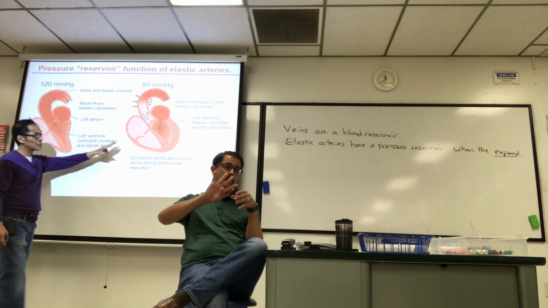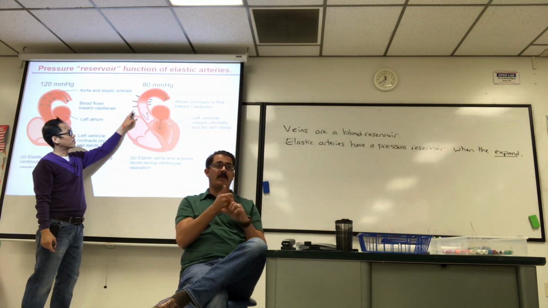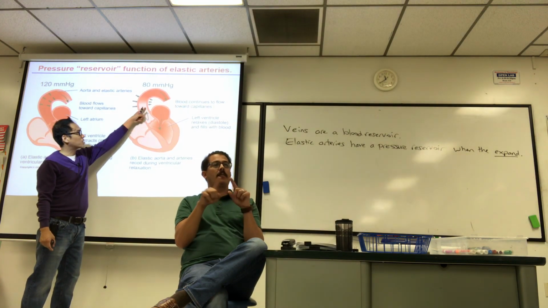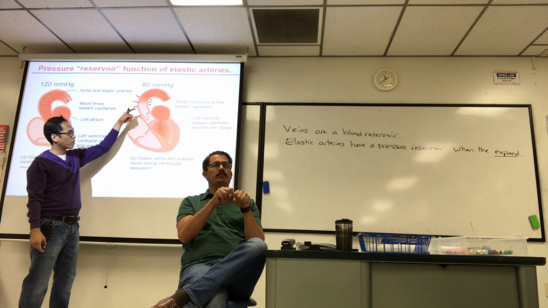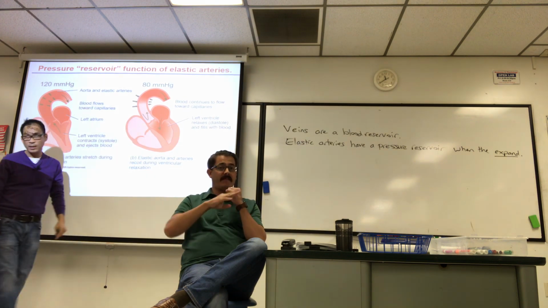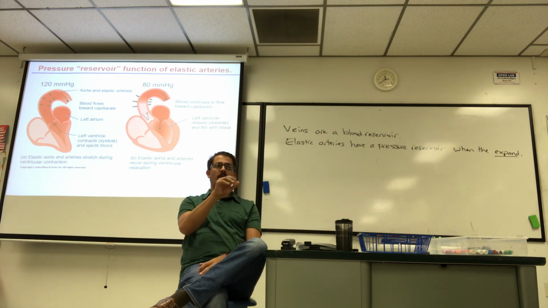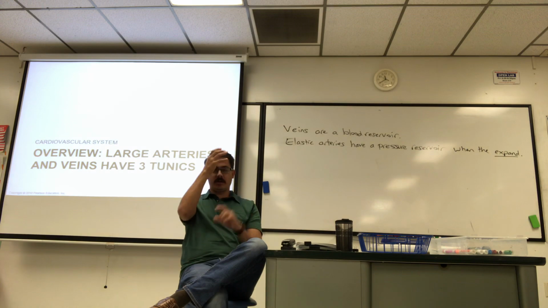Now, when the heart muscle relaxes, blood starts to flow backwards, you close the valve, makes the dup sound, but the elastic recoil is pushing the blood forward while the heart's in diastole. So that's the pressure reservoir, not to be confused with the blood reservoir of the veins. Okay, different concepts.